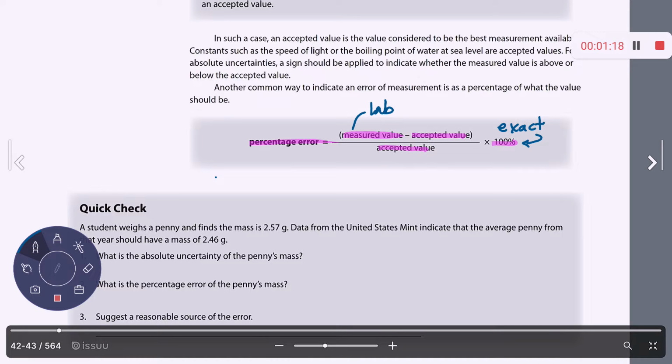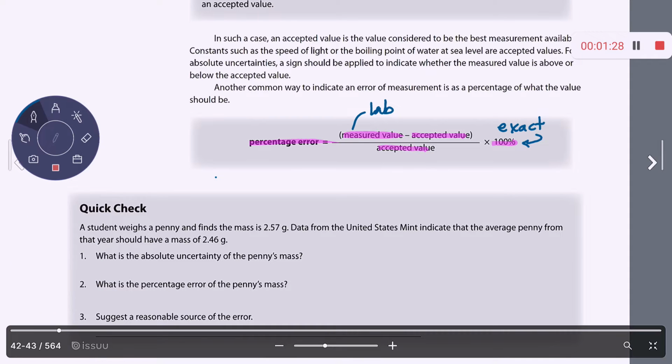We want to know if we are above or below the true value when we're calculating percent error. So let me give you an example. Let's take a look at the quick check. It says a student weighs a penny and finds that it has a mass of 2.57 grams. So since this person weighed the penny, this mass would be my measured value. Then it says the data from the U.S. Mint indicates that the average penny from that year should have a mass of 2.46 grams. So the 2.46 grams would be my reference value or my accepted value.